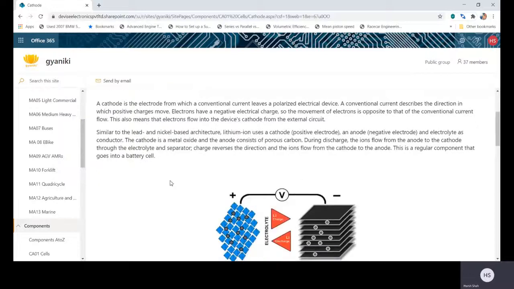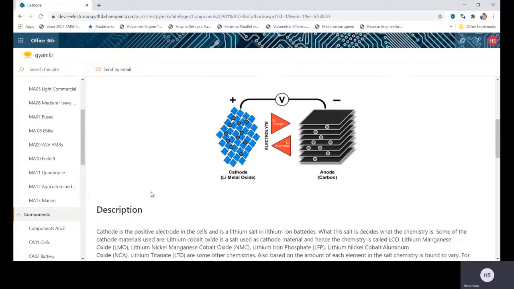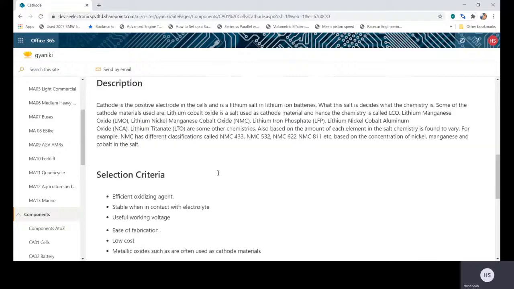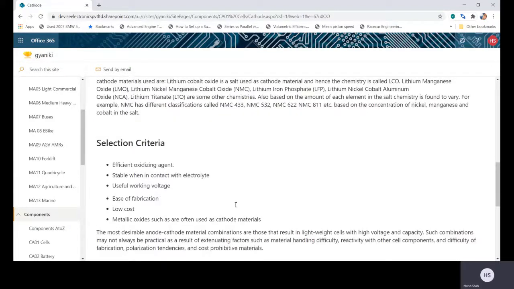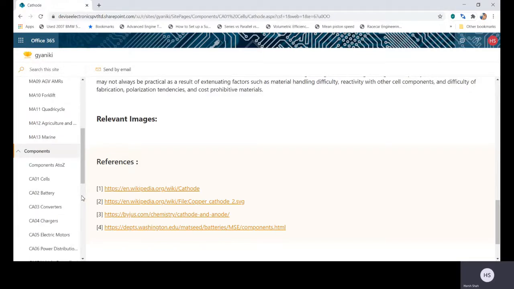So there's a description telling you what the cathode exactly means, how it works, or what role it plays within a particular cell, some of the selection criteria as far as the material is concerned, and the overall application that I'm looking to deploy it in. And once again, there are details on more resources within that particular component.